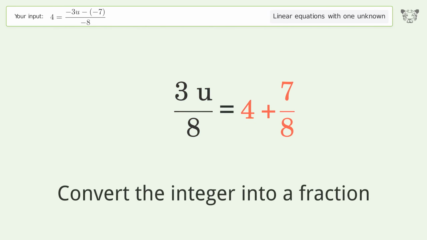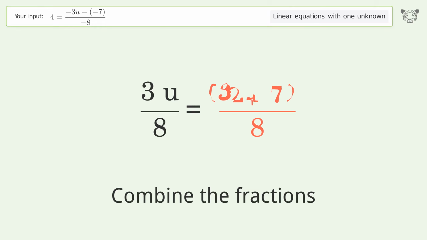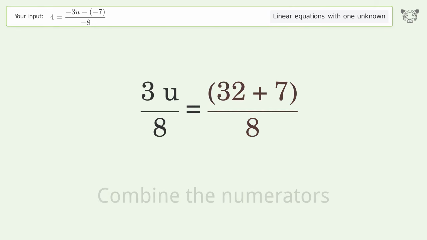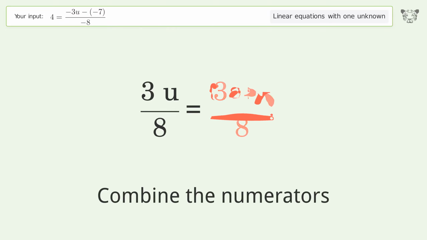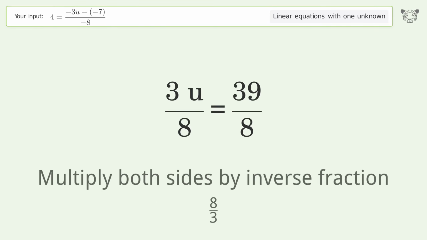Convert the integer into a fraction. Combine the fractions. Combine the numerators. Isolate the u. Multiply both sides by inverse fraction 8/3.